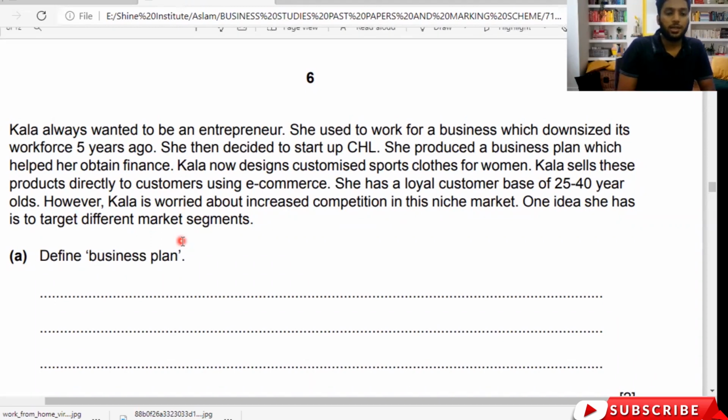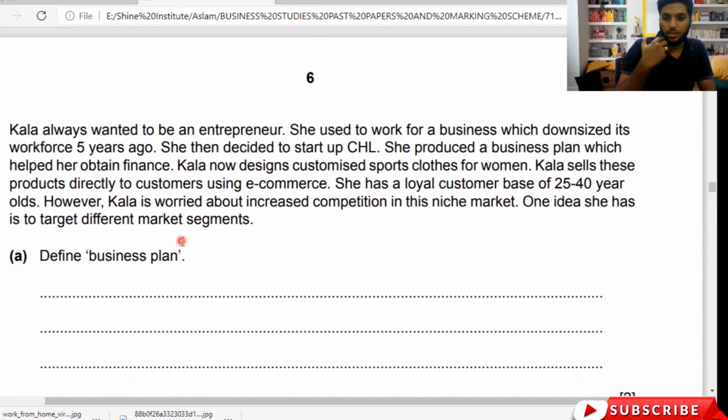So if you don't understand, guys, Carla is a lady who wants to become an entrepreneur. The company made her job redundant. If they ask what is downsized in your exams, you need to know downsize means the employer is sending the employee out of the organization. That's what we say, downsize. So Carla has been downsized from her previous job.